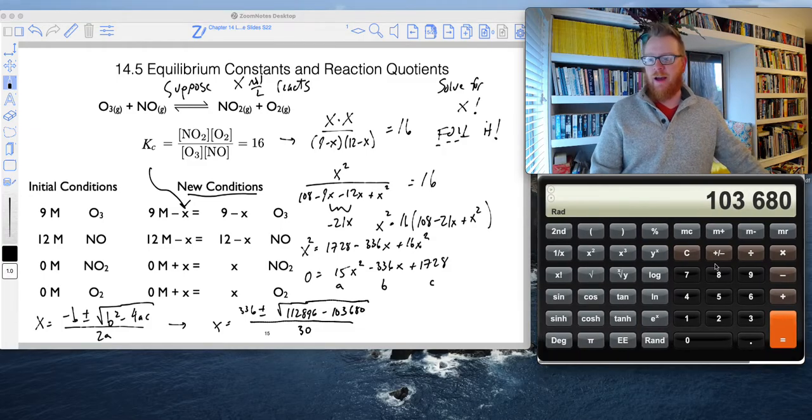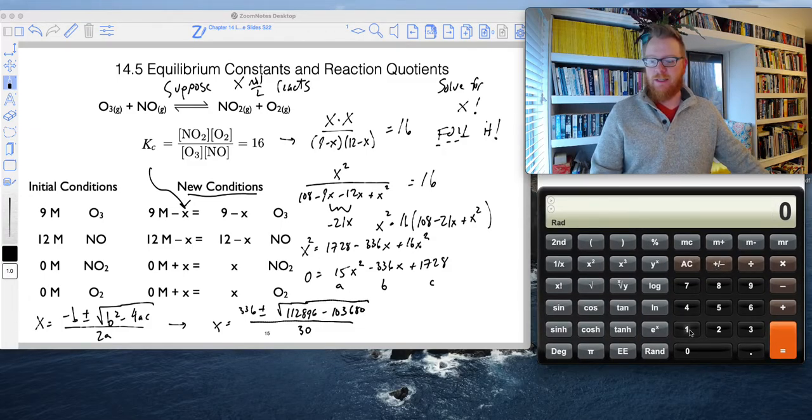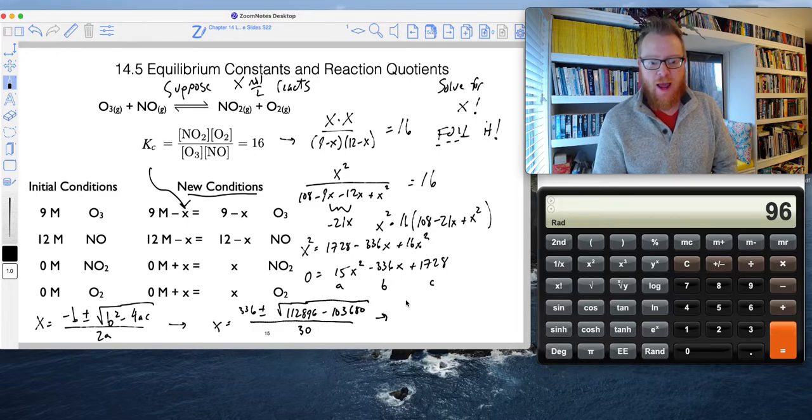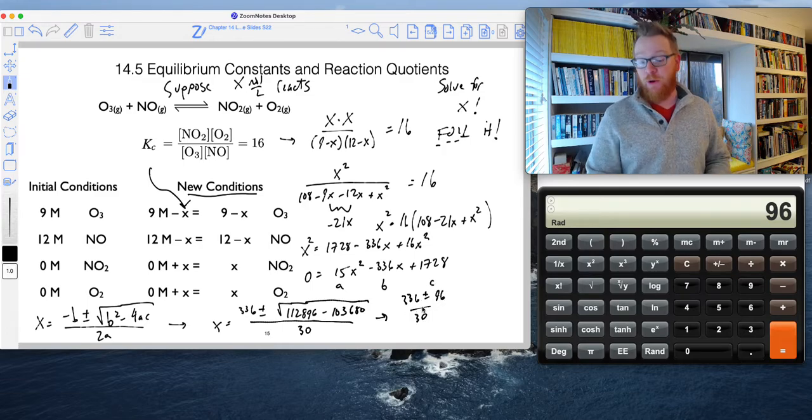So 112,896 minus 103,680 equals, so that number right there, and I'm going to take the square root of that number. All right, so 96. So now that's 336 plus or minus 96 all divided by 30. So we're going to have two roots for this thing. Okay, hopefully I don't run out of room on my page here.